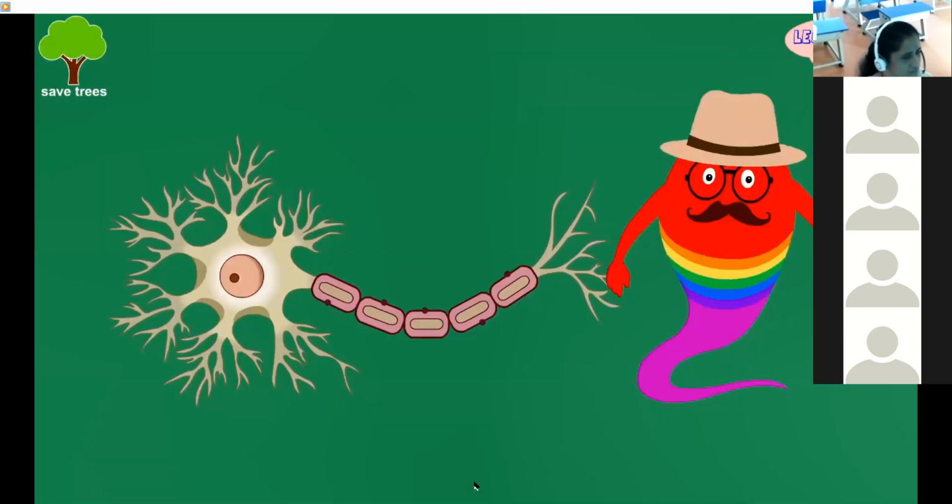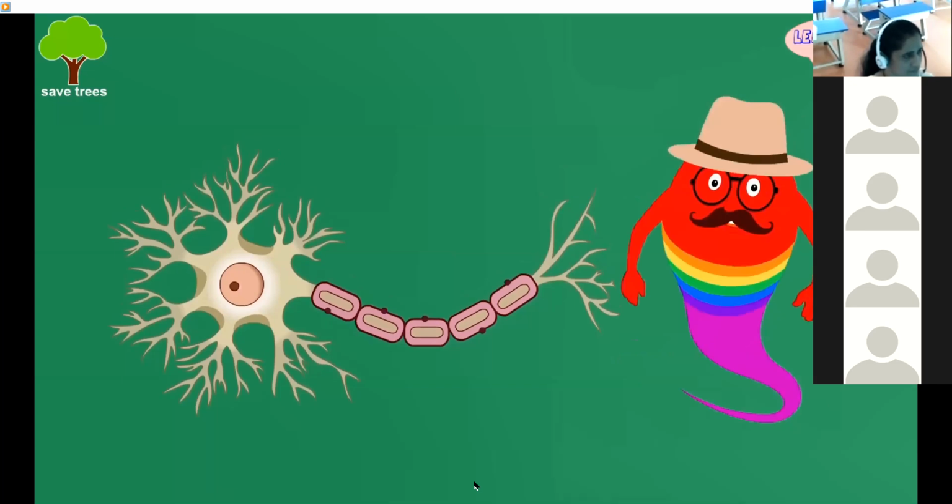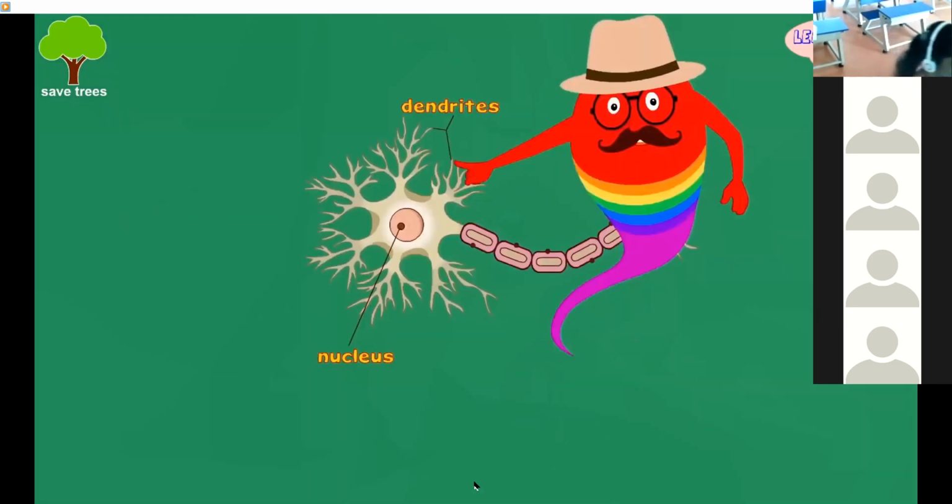All the nerves are made up of neurons. They have three main parts: nucleus, dendrites, and the axon.